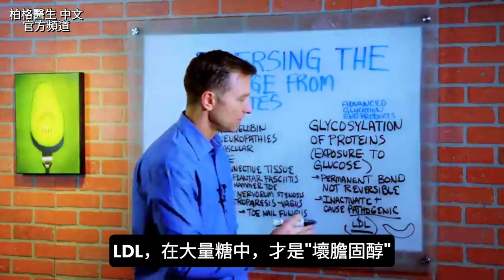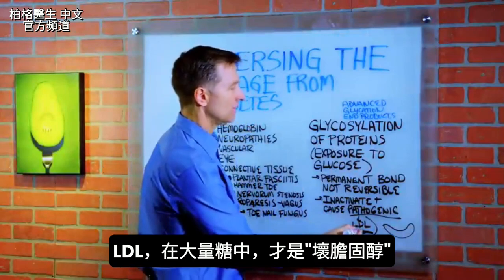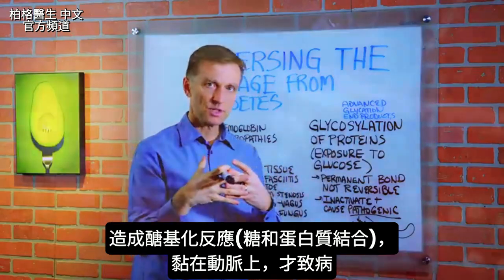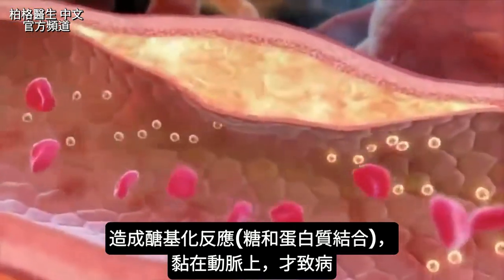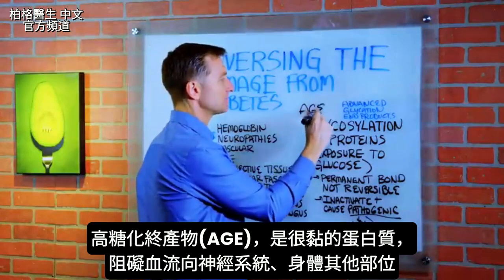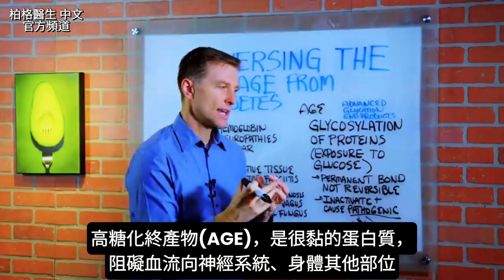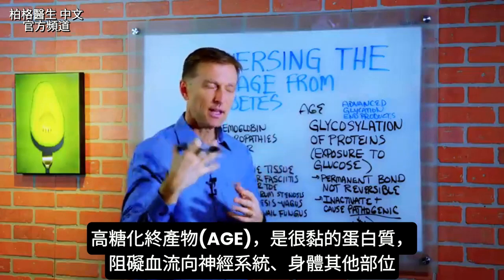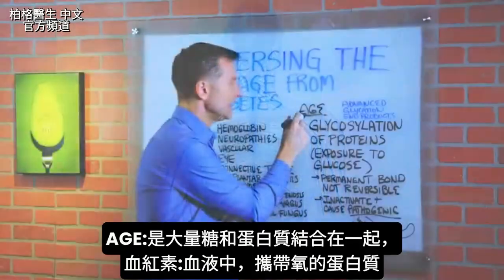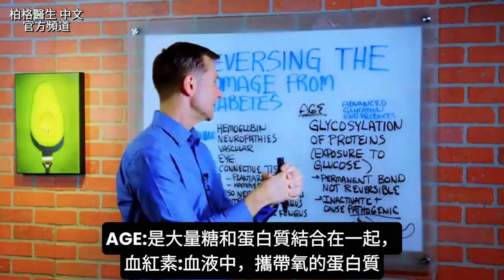And LDL itself, being the so-called bad cholesterol, is not really bad unless you expose it to a lot of sugar, okay? Because you're going to create this effect where you bond the sugar to the protein and make it pathogenic. It's going to stick to your arteries. So there's one more new term I want to give you called AGEs, Advanced Glycation End Products, okay? These are proteins that are sticky and they clog things up and they block blood flow to the nervous system and other parts of the body. But the AGEs are the end product of having this high sugar in combination with certain proteins.